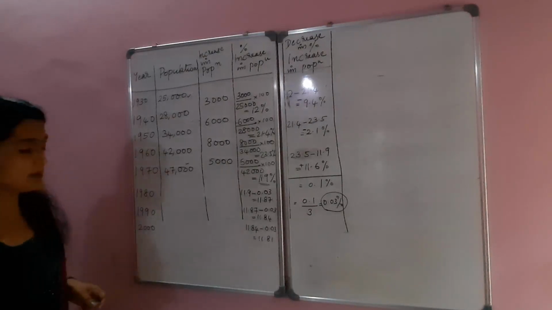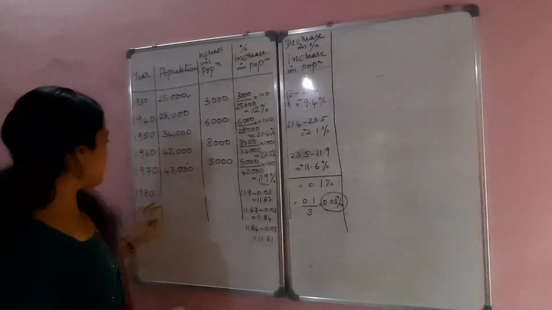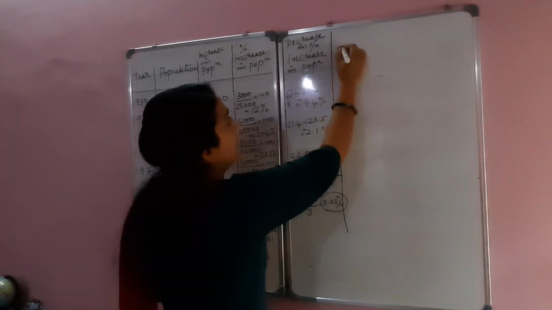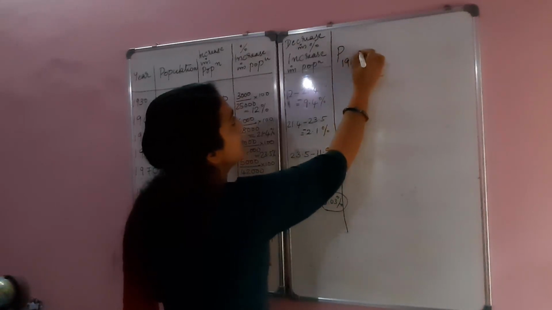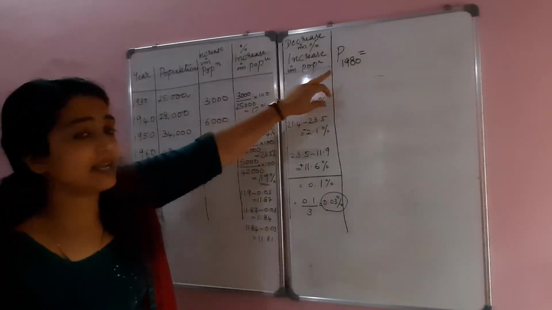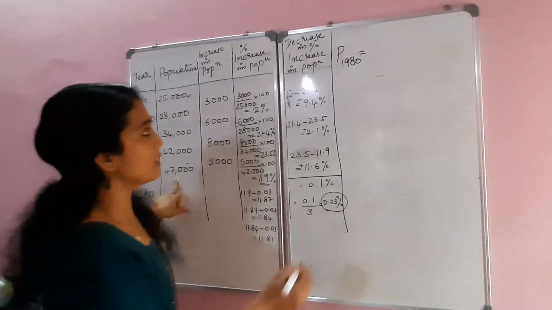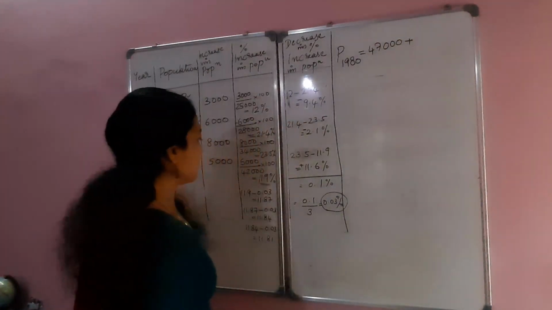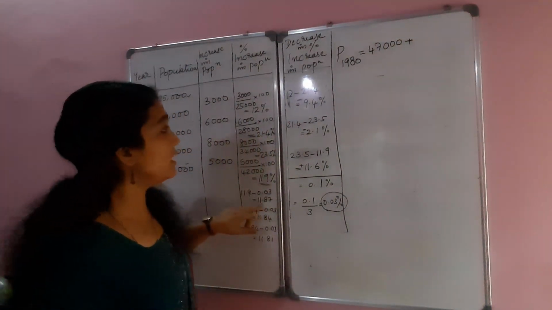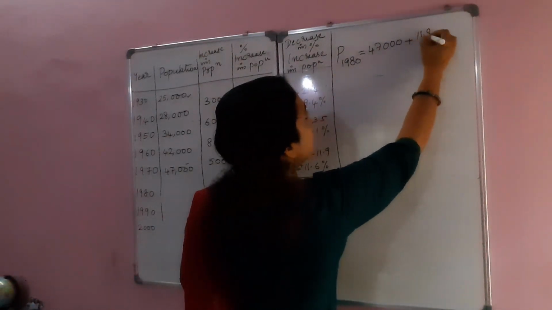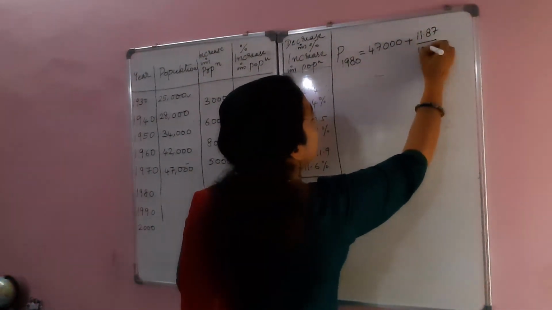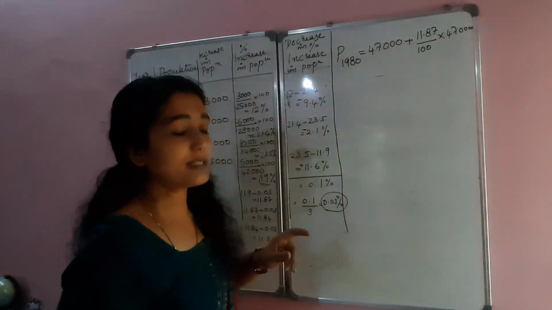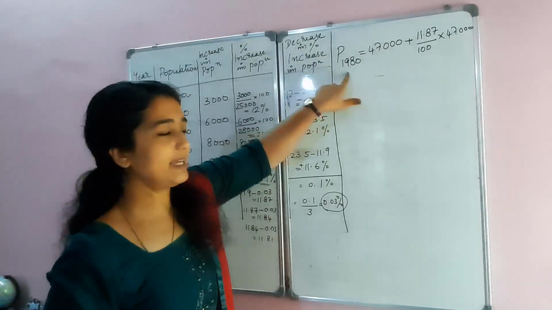Now we are going to calculate the populations corresponding to 1980, 1990 and 2000. P1980 is equal to the last decade population, 47,000, plus the percentage increase in population, 11.87 divided by 100, into 47,000. This is the forecasted population in 1980.